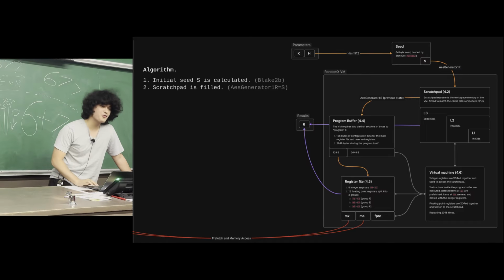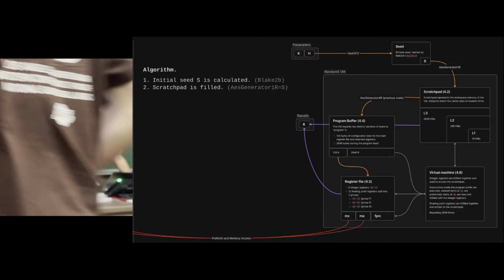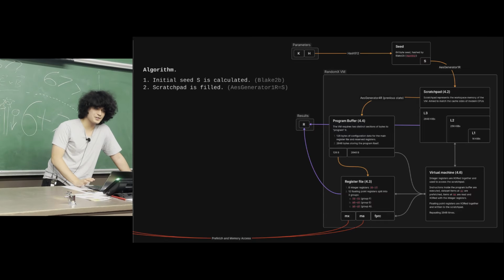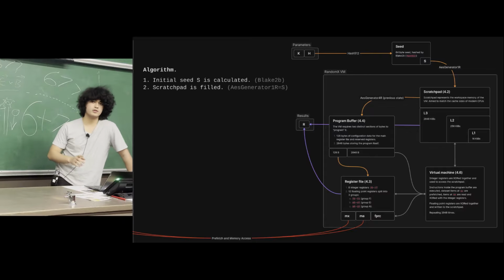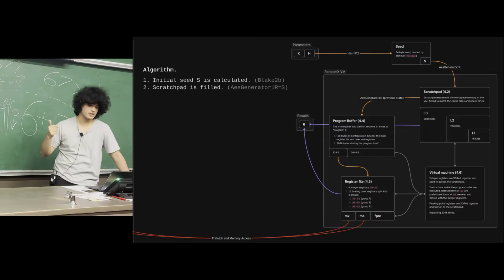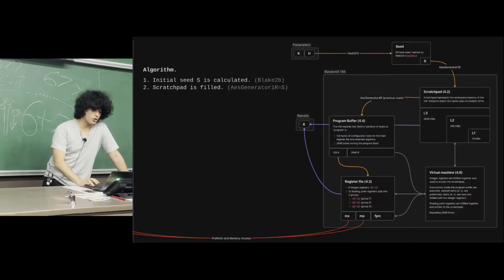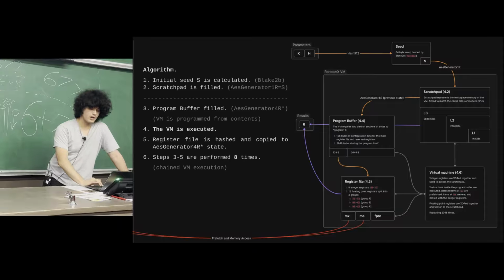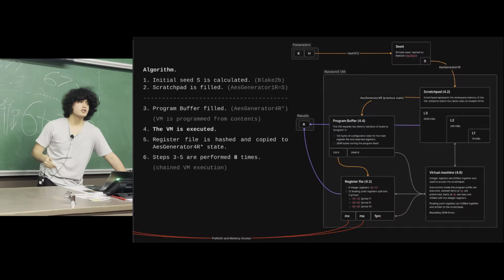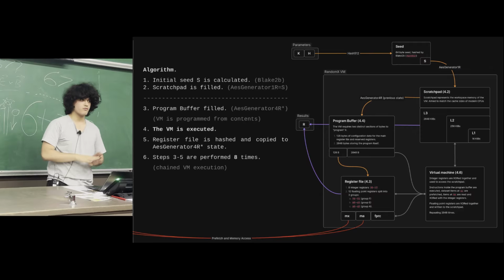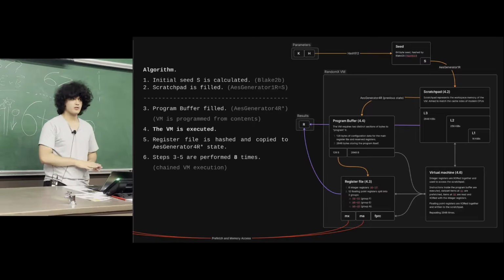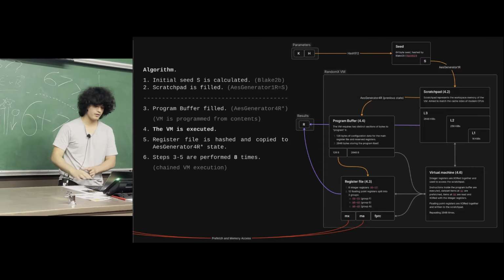Okay, so I'll go through the general algorithm. So an initial seed is calculated by hashing the input, and then the scratch pad is entirely filled using random bytes from the seed using AES. So next, the program buffer is filled, which is basically all the state needed to program an instance of the VM. So 128 bytes are set aside for the register file, and 2048 bytes are set aside for the program buffer.